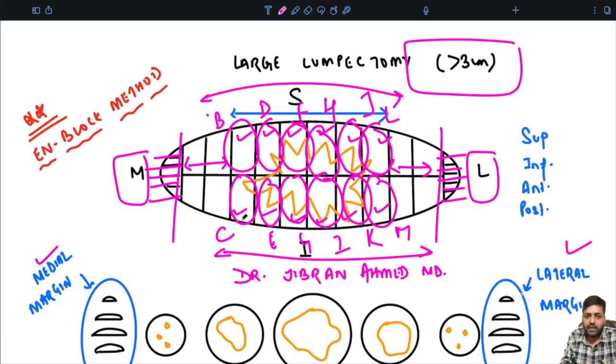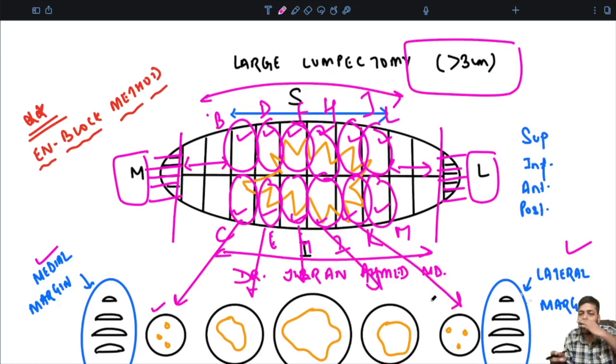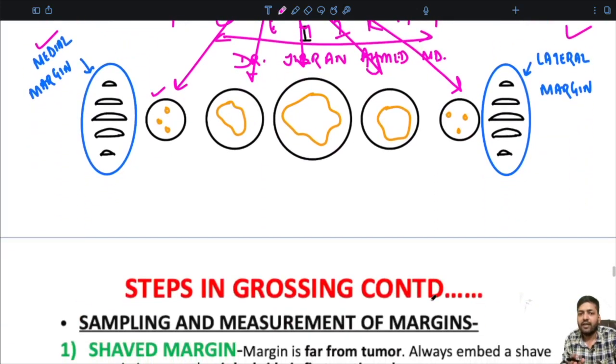Okay, so from this area you can see that you start seeing the tumor. So you are only processing those areas which are having the tumor, and this is called the en bloc method. You will not be asked to demonstrate it, but you should just know it. For explanation, I have explained in detail what the en bloc method of dissection is. Okay, so I hope this is very clear.